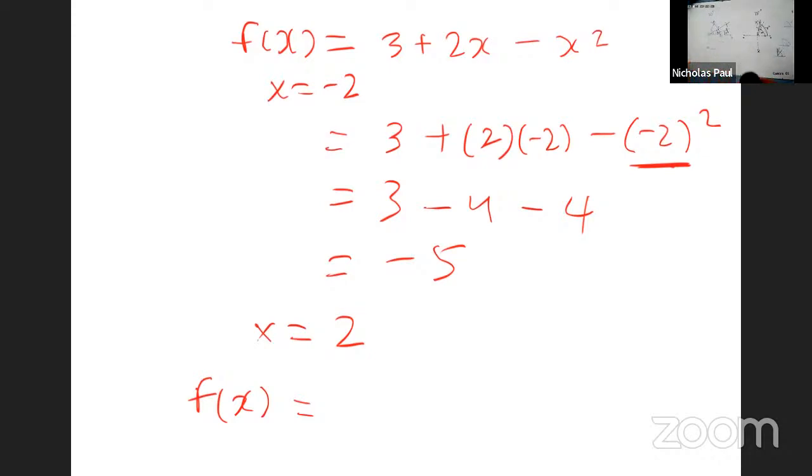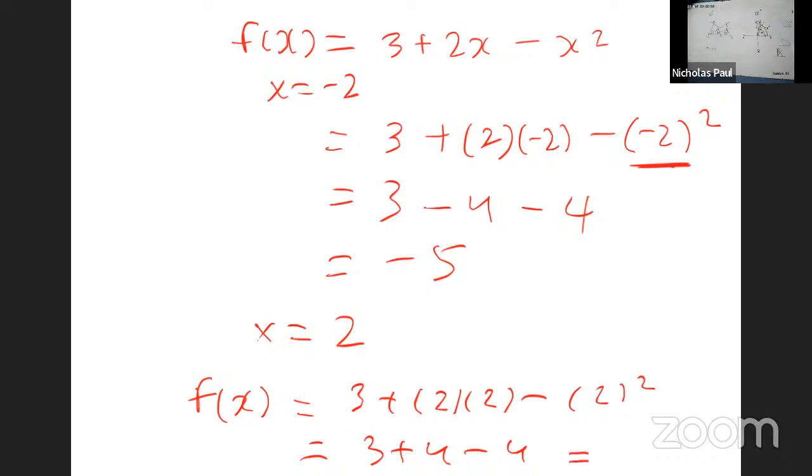Right? How much you got? How many? 5. How many got 5? Let's see if that's correct. 3 plus 2 by 2 minus 2 squared. So that's 3 plus 4 minus 4, which is 3, right? Check it back, right? Check it back and make sure. Good try.